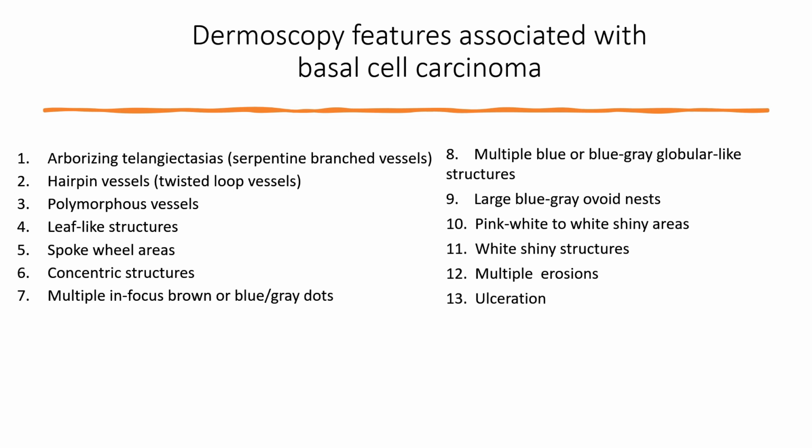Arborizing telangiectasia is also known as serpentine branch vessels, twisted loop or hairpin vessels, polymorphous vessels, leaf-like structures, spoke wheel areas, concentric structures, multiple in-focus brown or blue-gray dots, multiple blue or blue-gray or blue-gray-brown globular-like structures, large blue-gray or gray-brown ovoid nests, pink white to white shiny areas, white shiny structures, multiple erosions, and areas of ulceration.